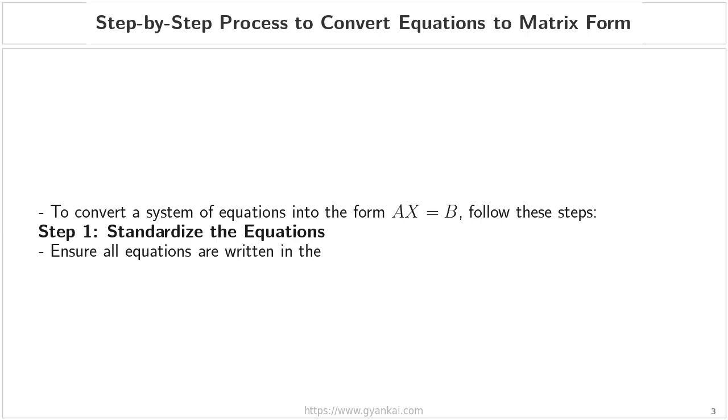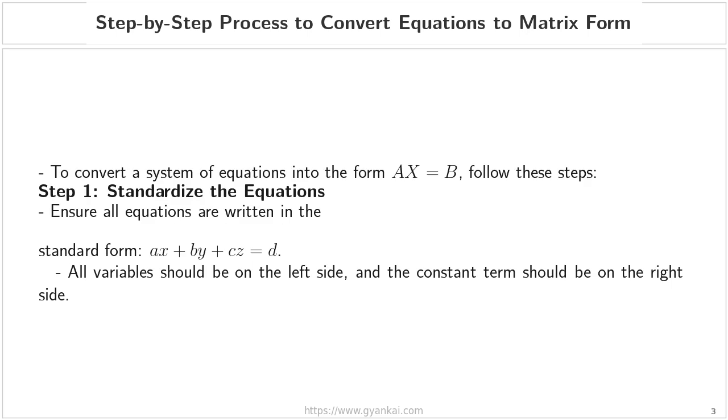Step 1 is to standardize the equations. Before you even touch a matrix, you must ensure every equation is written in the same standard format, which is ax plus by plus cz equals d. This means you need to move all your variables to the left side of the equals sign and ensure all your constant terms are sitting on the right side. If they are scattered, your matrix will be incorrect.